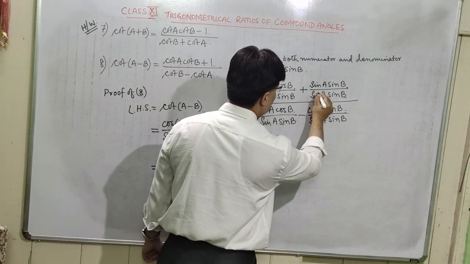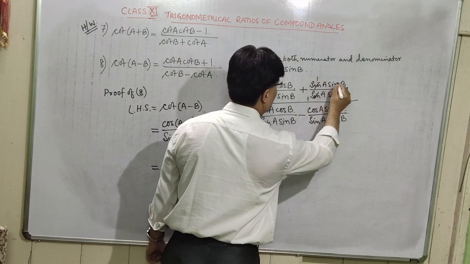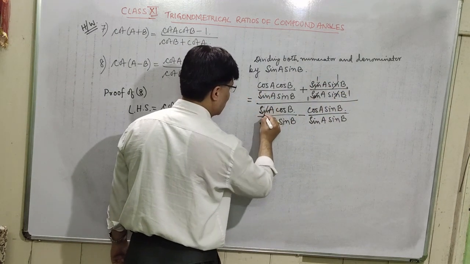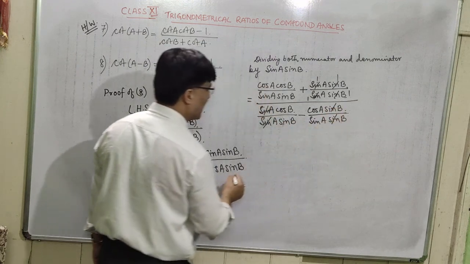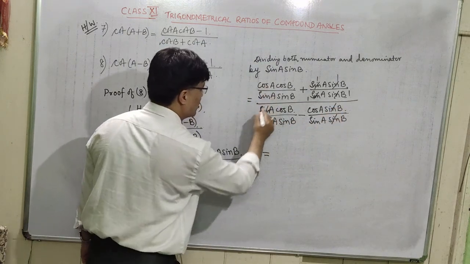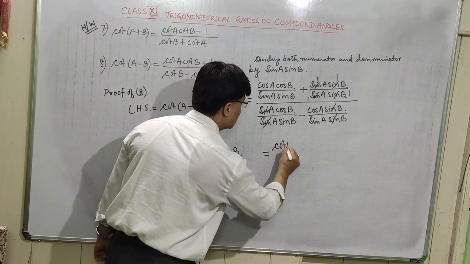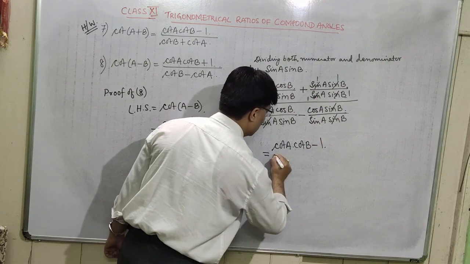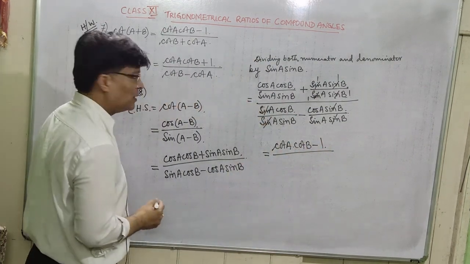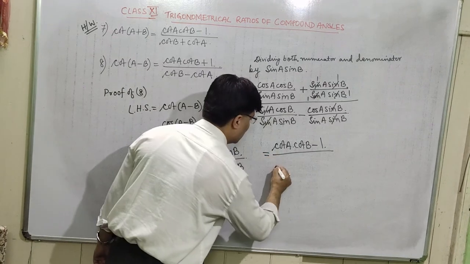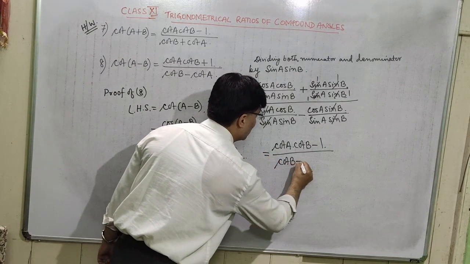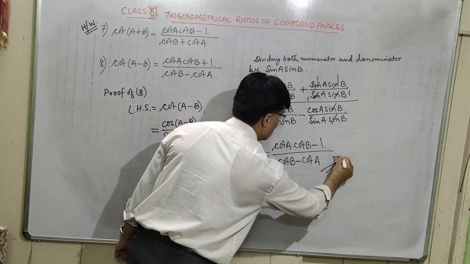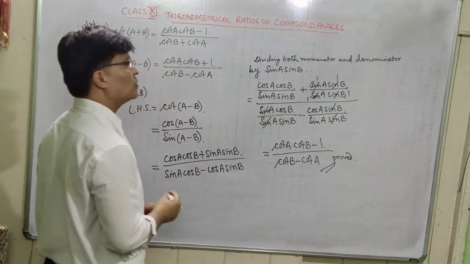So we can cancel the similar terms here, sin A by sin A, sin B by sin B will be cancelled. So here sin A will be cancelled, and here sin B will be cancelled. So which is equal to, what is cos A by sin A? It is cot A into cot B minus 1 by 1 is 1 divided by. So what is this cos B by sin B? It is cot B minus this one is cot A. So it is proved. So I think you have understood it.